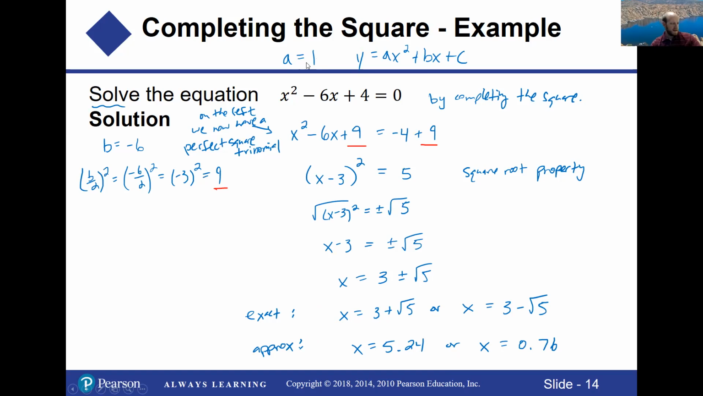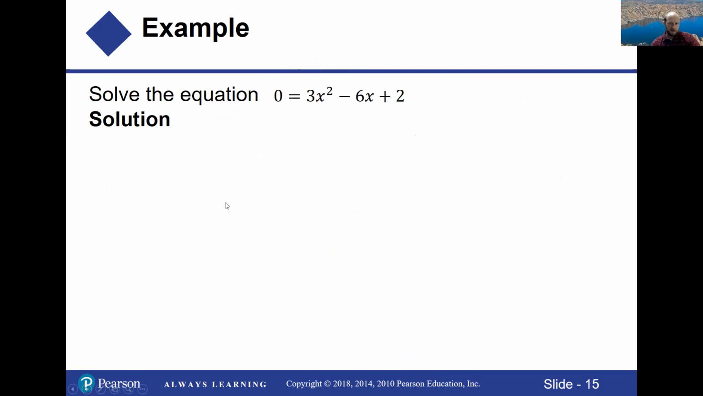Now, let's go to an example where a is not equal to 1. So I made this one up. I have 0 equals 3x squared minus 6x plus 2. Now, to start this off, I'm going to make this look a little bit better. For me, it's better to just have the 0 on the right side. But we notice here that a is not equal to 1 in this case. In fact, a is equal to 3.